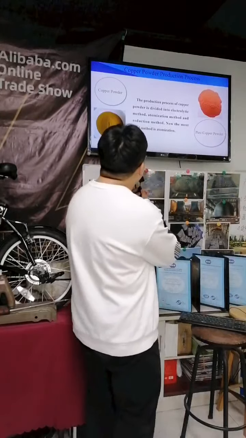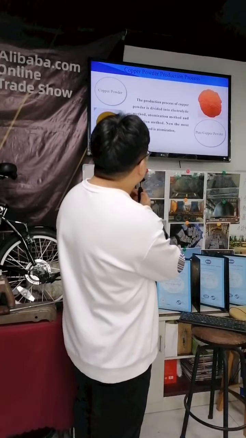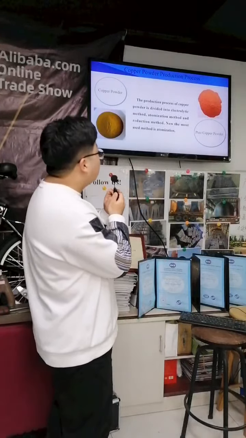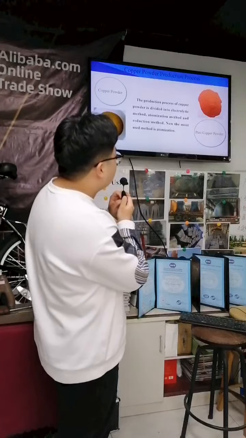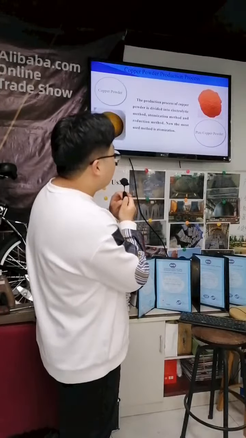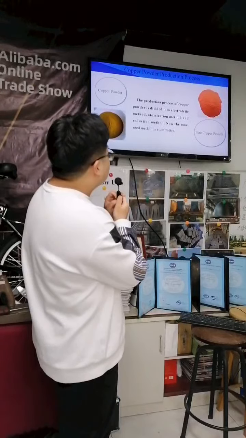And it causes the different colors of pure copper powder and copper alloy powder. There are two photos showing us the different colors of copper alloy powder and pure copper powder. You can see the pure copper powder is red, the copper alloy powder is yellow.